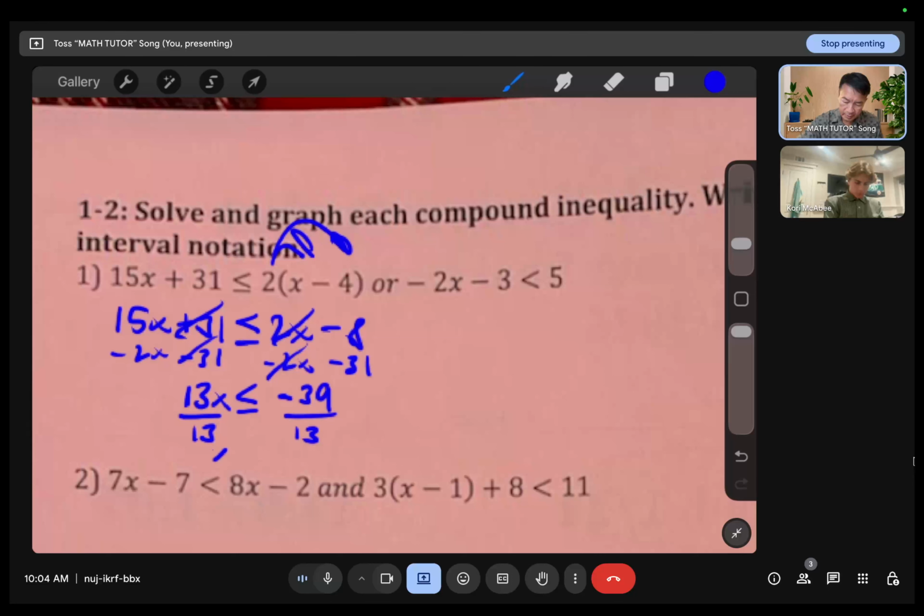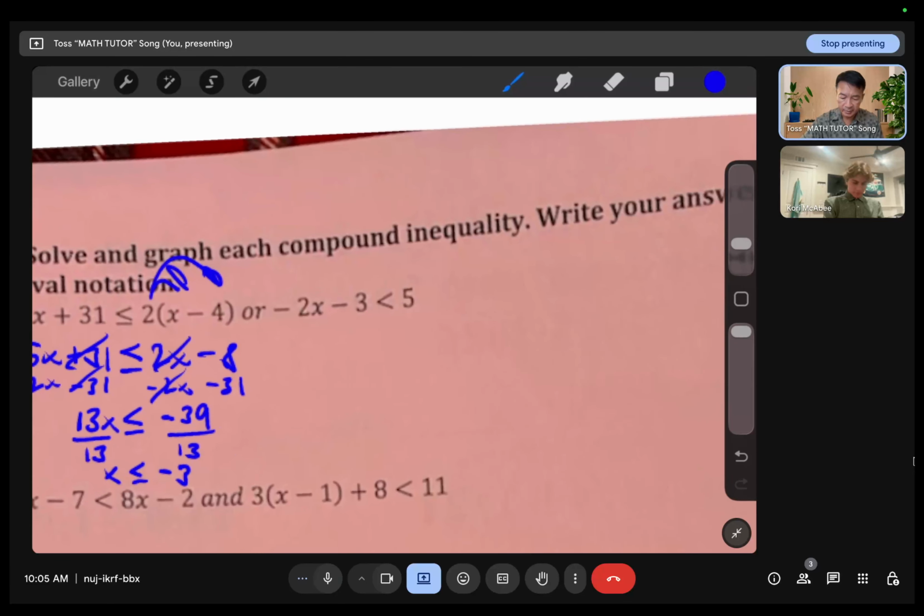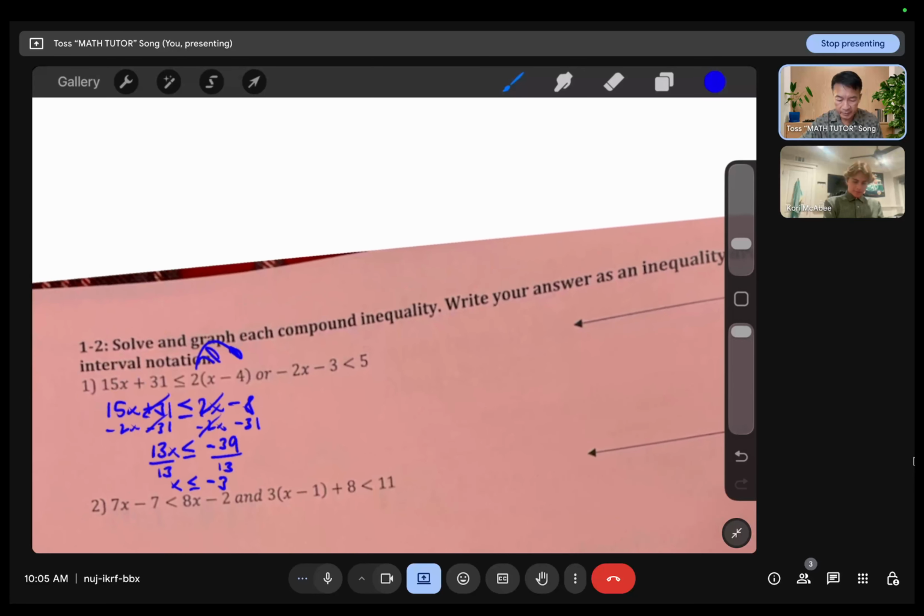I'm trying to squeeze this in so I have space on this side here. So x is less than negative, what is that, 3? Yes, negative 3. Okay, and we'll wait on that. We'll graph it together with this one. And then you have to write your final answer.